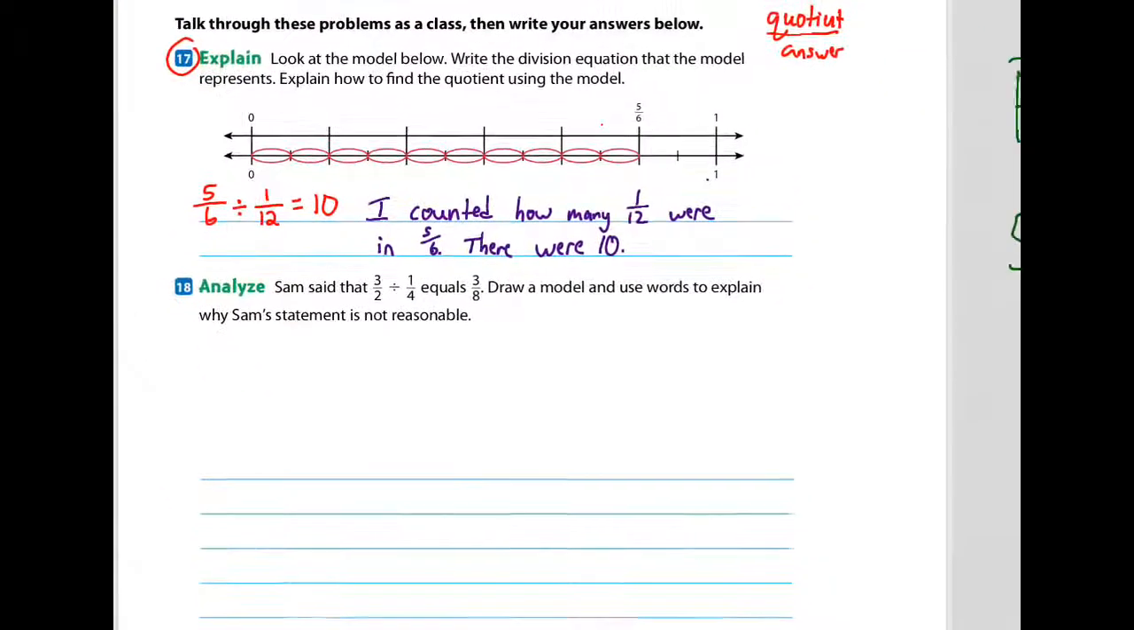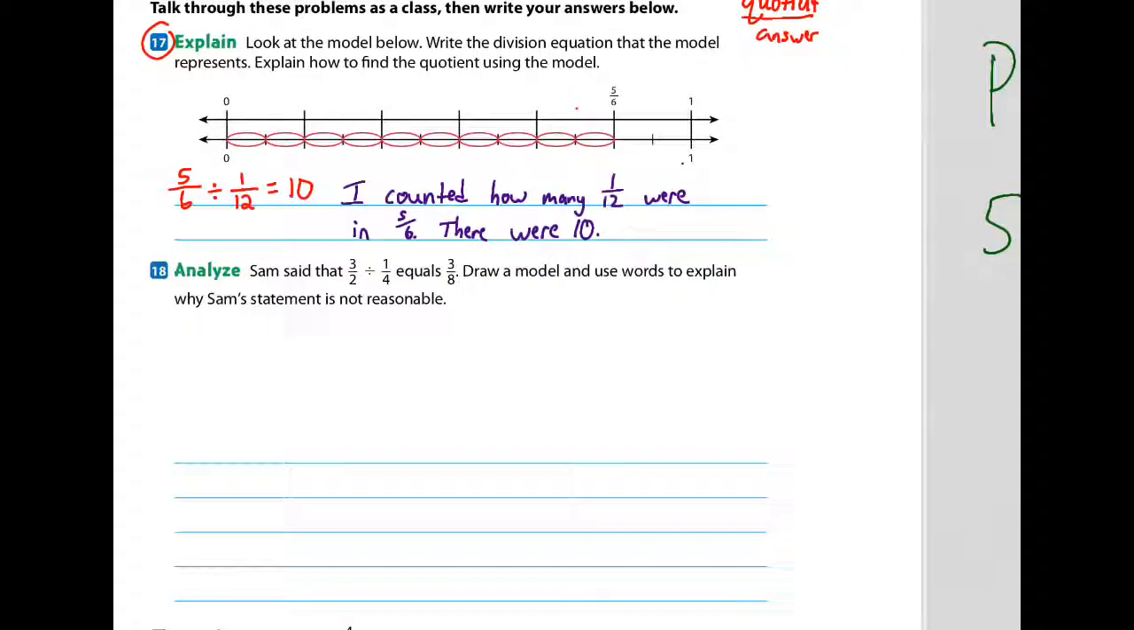Now in 18, it says, Sam said that 3/2 divided by 1/4 equals 3/8. Draw a model and use words to explain why Sam's statement is not reasonable. Now I'm going to give you an option here because you're going to work on 18. If you think you can draw a model that looks something like this without me, go ahead, pause the video, do all of 18 on your own.